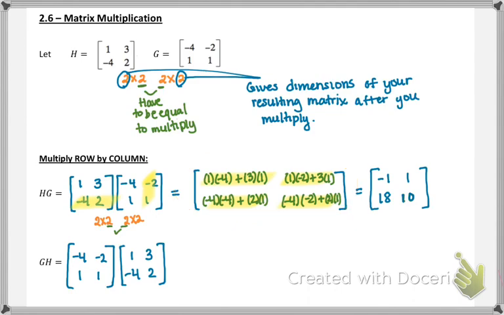So let's take a look at this one, GH. 2 by 2 times a 2 by 2. So I know that my resulting matrix is also going to be a 2 by 2. So 2 rows, 2 columns, and I have to fill in all the elements. So let's start with the first one. My first element, the location is in the first row, first column. So in order to get that, I have to multiply the first row by the first column. So that would be negative 4 times 1 plus negative 2 times negative 4. So that would give me negative 4 plus 8, which will give me positive 4.